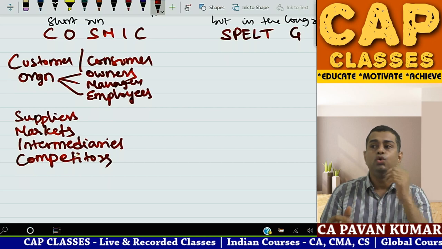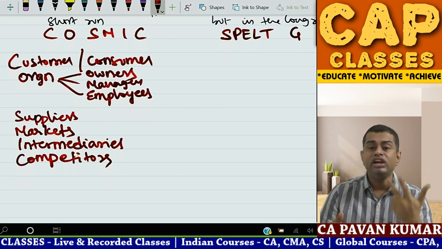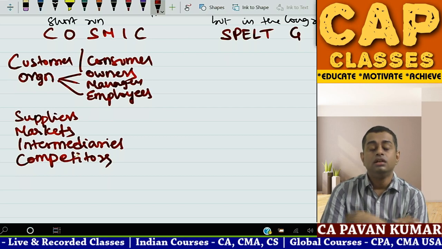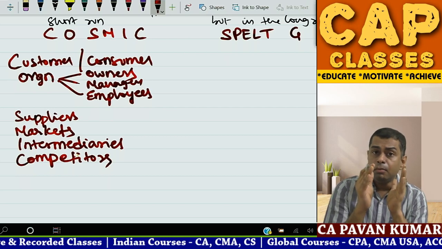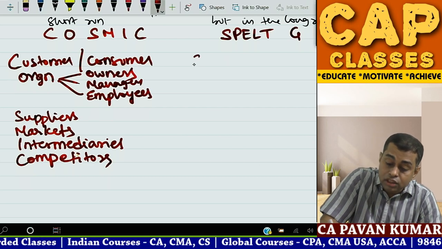Organization includes A, owners, B, managers, C, employees, D, all of the above. All of the above is correct answer. So these are the micro environmental factors. Then what about macro environmental factors?